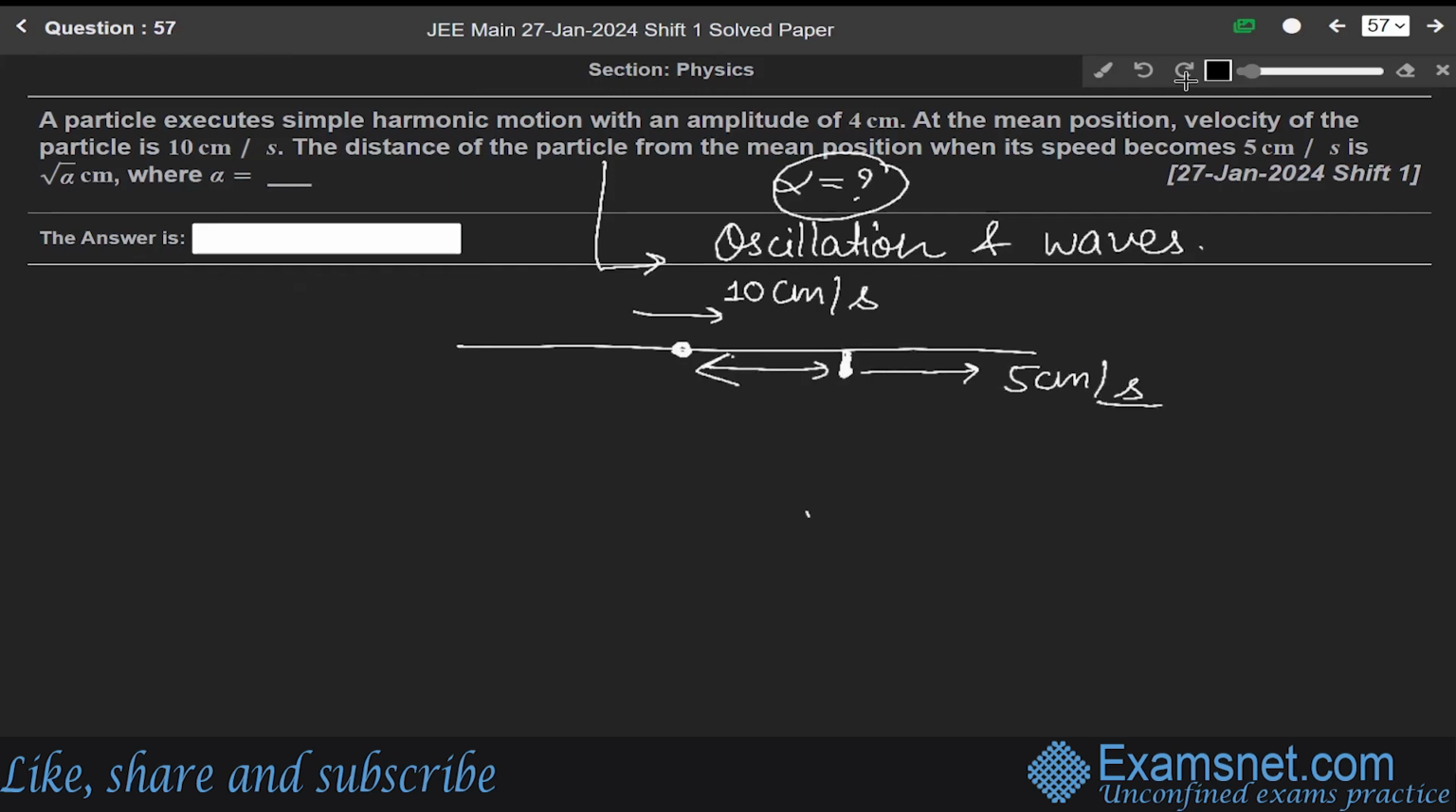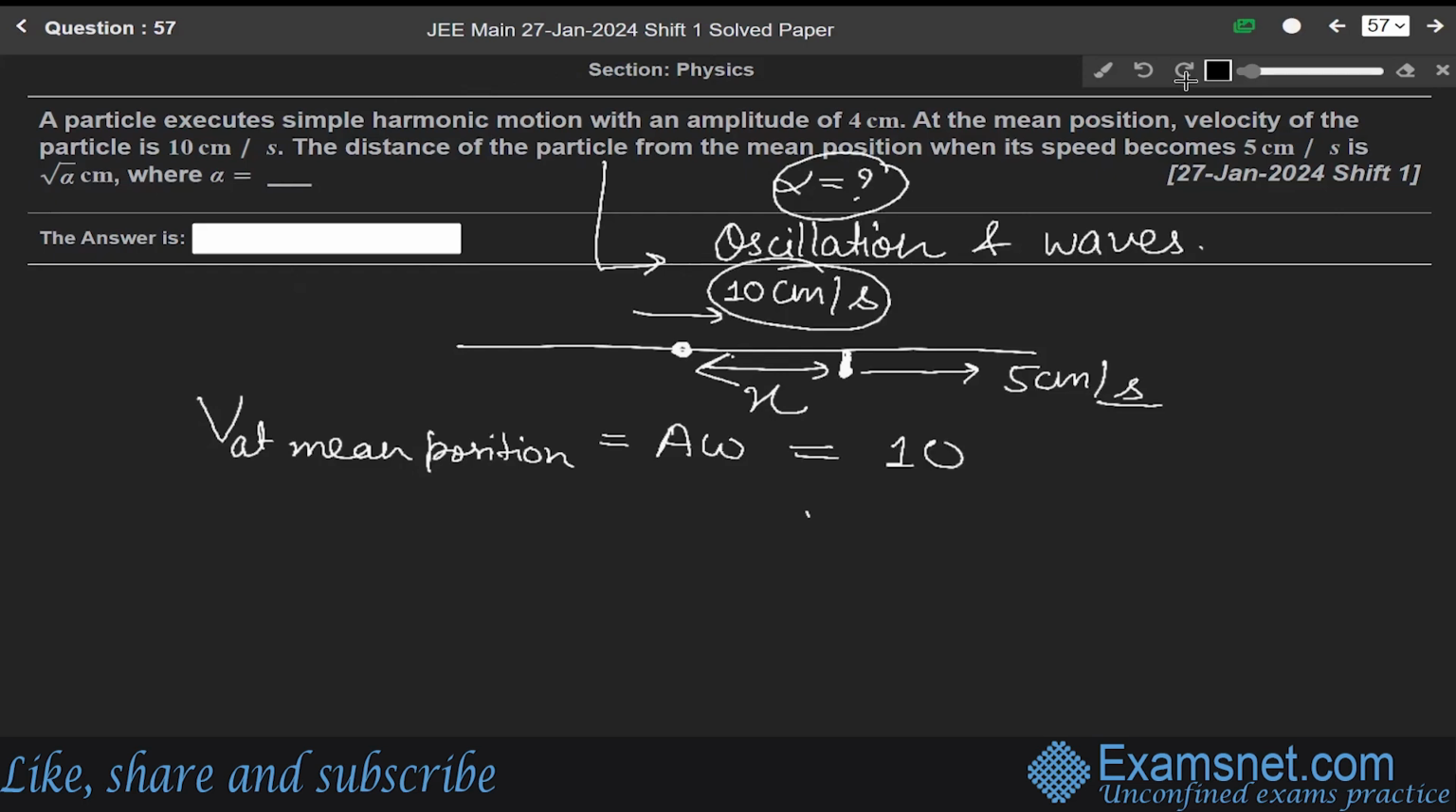Let us say the velocity at the mean position. Velocity at the mean position will be equal to a into omega. This is equal to 10, given 10 centimeter per second. And the amplitude is given 4 centimeter. So 4 into omega equals 10. So omega will be equal to 10 by 4, equals 5 by 2.